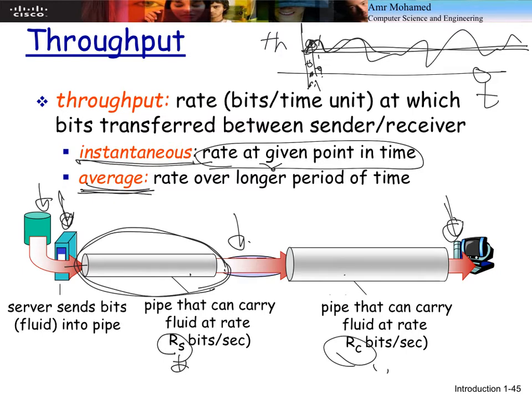Okay? So the average is nothing but you enlarge the duration of time, like 10 seconds or more, and then you calculate the amount of bits during this time. So if it's a small window, it's instantaneous. If it's a very large window, it's average. Okay.